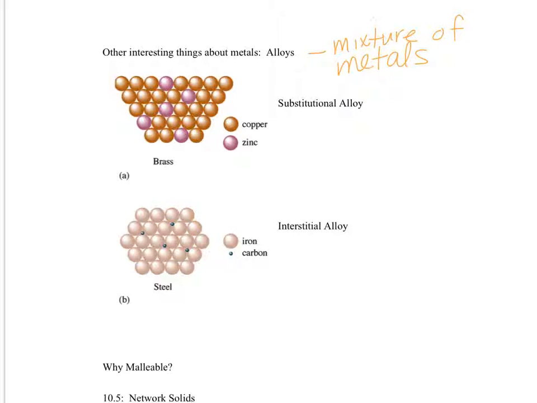In the top example, we're going to first talk about a substitutional alloy. Here you have copper and zinc, which makes brass. What happens is you remove basically 1/3 of the copper atoms and replace them with zinc atoms. So you take copper out and you put zinc in. This is called a substitutional alloy.